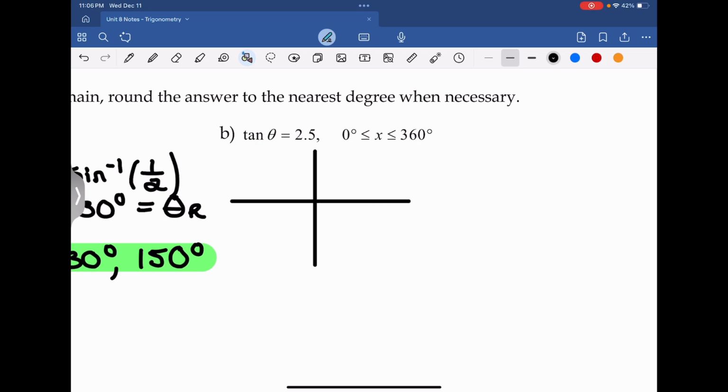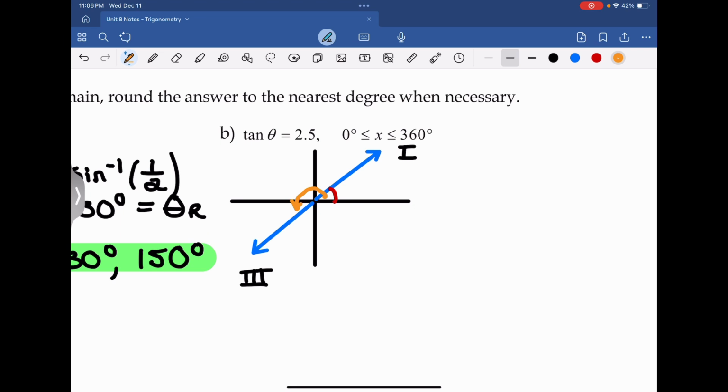I'm going to draw my basic Cartesian plane, and I'm going to think about, where is tan positive? Well, it's definitely positive in quadrant 1, so we're going to write our terminal arm in quadrant 1, but it's also positive down in quadrant 3. So let's label that here: quadrant number 1, quadrant number 3. Okay, the first angle we want to find is the one that is contained in red here. So that's our first theta.